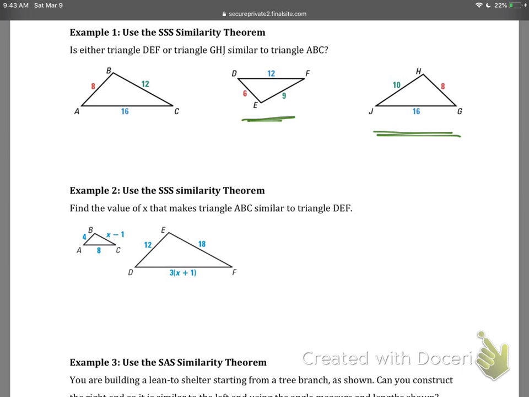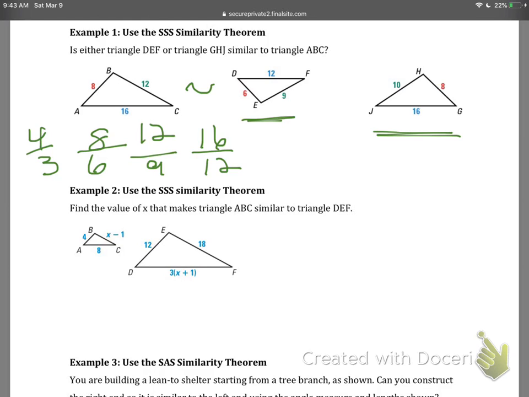I'm going to try to compare the smallest sides. So 8 is to 6, the medium sides, 12 is to 9, and then the biggest side, 16 is to 12. So let's see, will these reduce? It looks like everything is going to reduce to 4/3. So these guys are similar.